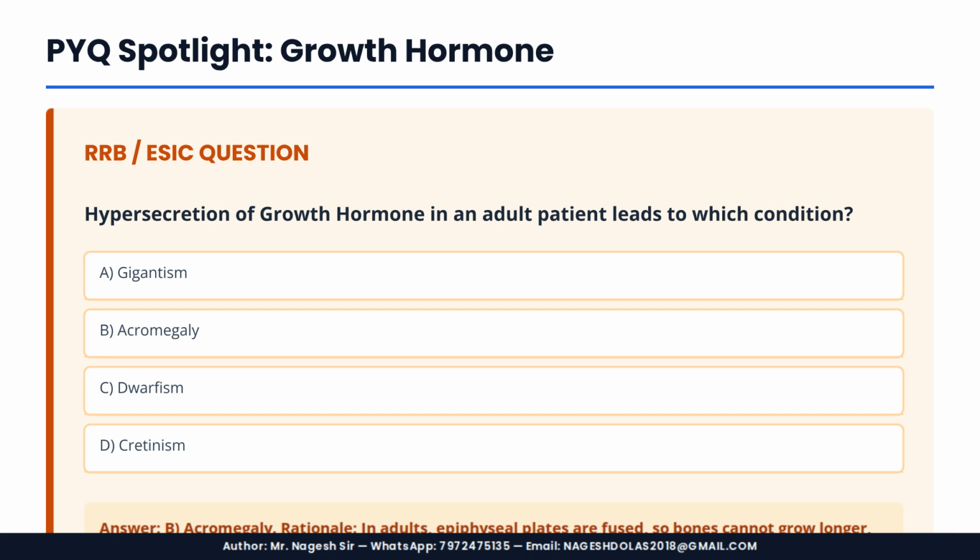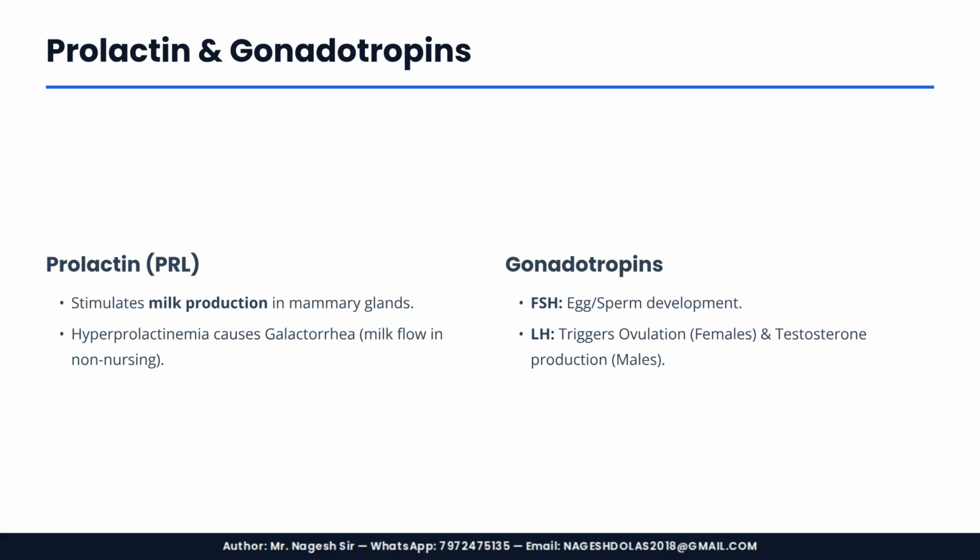Let's review an exam question. Hypersecretion of growth hormone in an adult patient leads to which condition? The correct answer is B, acromegaly, because the epiphyseal plates are fused in adults. Prolactin stimulates milk production, and hyperprolactinemia can cause galactorrhea. Gonadotropins, FSH and LH, regulate egg and sperm development and trigger ovulation and testosterone production.